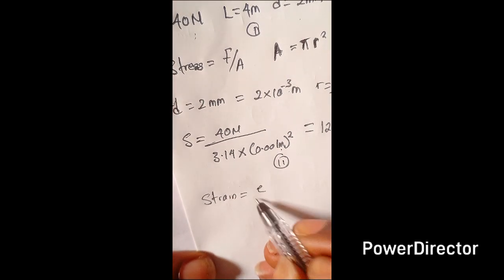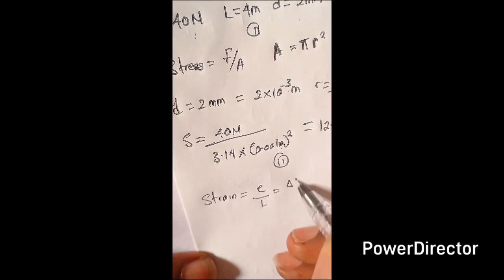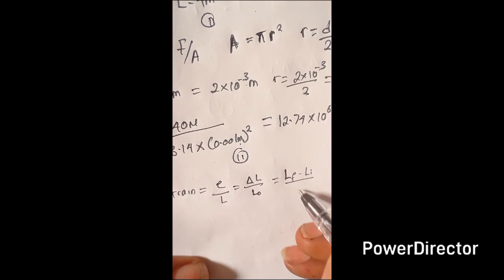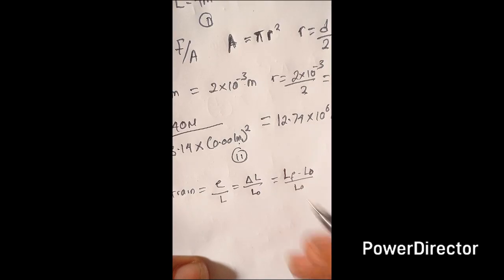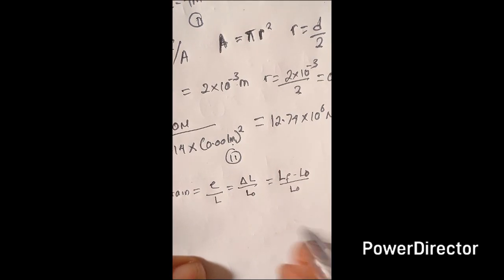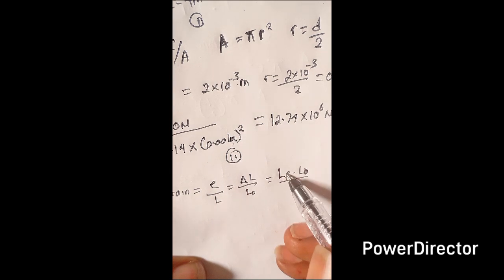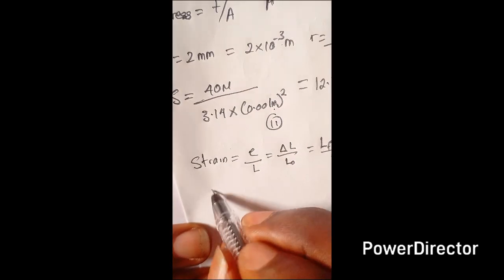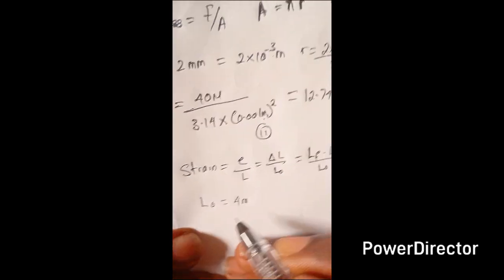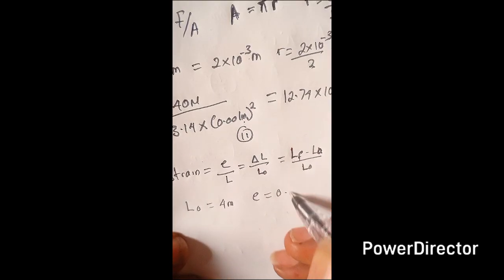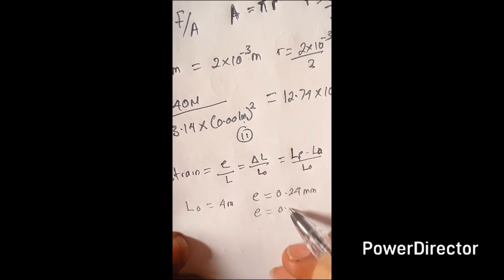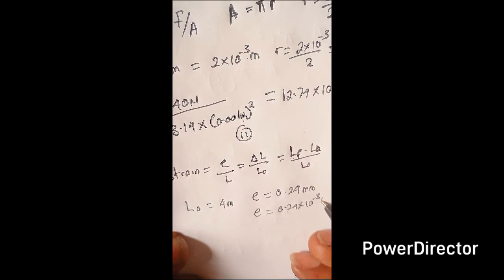Now if we have to calculate our strain, don't forget, strain is extension over length, and that's the same thing as change in length over your original length. Now what is our change in length? The final length minus the initial length, over the original length. Now we are given the extension directly, so we don't need to find the final length and the initial length. We just know the initial length from the onset. From the question our initial length is what? 4 meters. Then the extension of the wire is 0.24 millimeters. Converting this also, you have extension equal to 0.24 times 10 raised to power minus 3 meters.